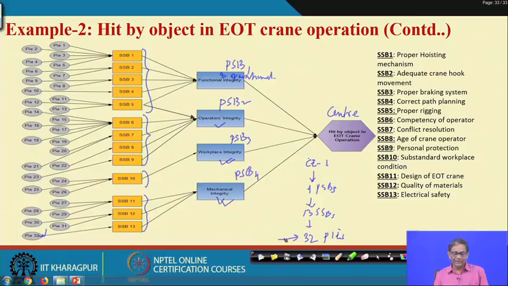So, if you see what the SSBs are: proper hoisting mechanism, adequate crane hook movement, proper braking system, correct path planning, proper rigging, competency of operator, conflict resolution, age of crane operator, personal protection, substandard workplace condition, design of UT crane, quality of materials, electrical safety. So, these are all case specific. Maybe if you see a UT crane in some other operation or in some other plant, you may find something more, but more or less you will get these things, because the data set we have considered is a good amount of data. So, what you will be interested to know now is what the PIEs related to proper hoisting mechanism are. Let us see what those are.